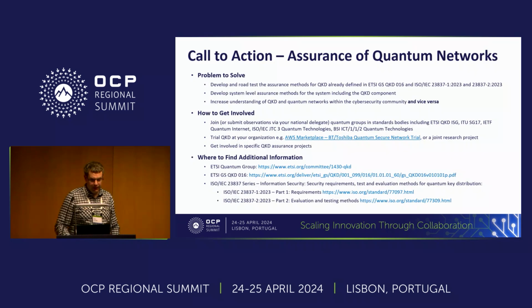And finally, the call for action is to develop and road test the assurance methods for QKD already defined in all the various standards, whether that's ETSI or ISO. Develop system-level assurance methods for the system, including the QKD component, and increase understanding of QKD and quantum networks within the cyber security community, and vice versa. It's a two-way thing with how we have to get that learning. Getting involved means getting involved within the various standards bodies. Also trialing QKD if your organisation can do that.